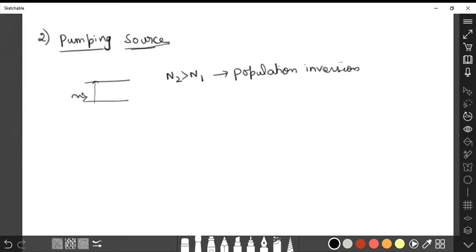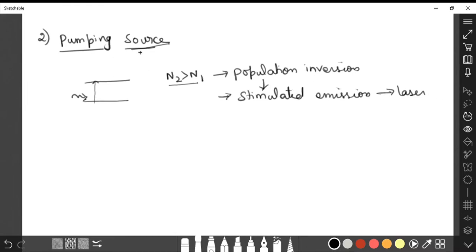By supplying energy, the atoms will be shifted and then it achieves the condition N2 greater than N1, that is the population inversion. Then stimulated emission takes place, and then laser will be produced. This is the chain reaction, right? So in this way the pumping source is helpful for the laser production.